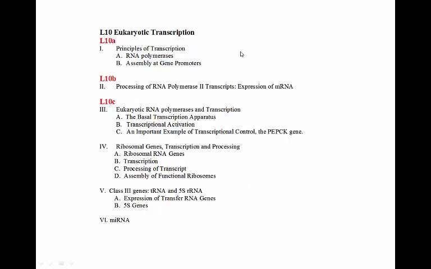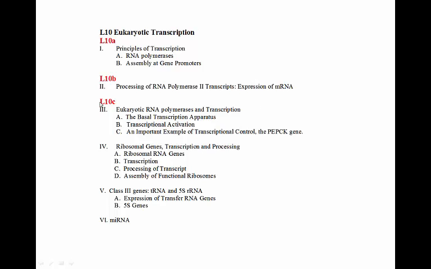Our topic will be eukaryotic transcription. I've divided this into 3 mini presentations. The first is L10a, which covers principles of transcription, and we talk about RNA polymerases and assembly at gene promoters. In L10b, we'll talk about processing of RNA polymerase II transcripts and the expression of mRNA.